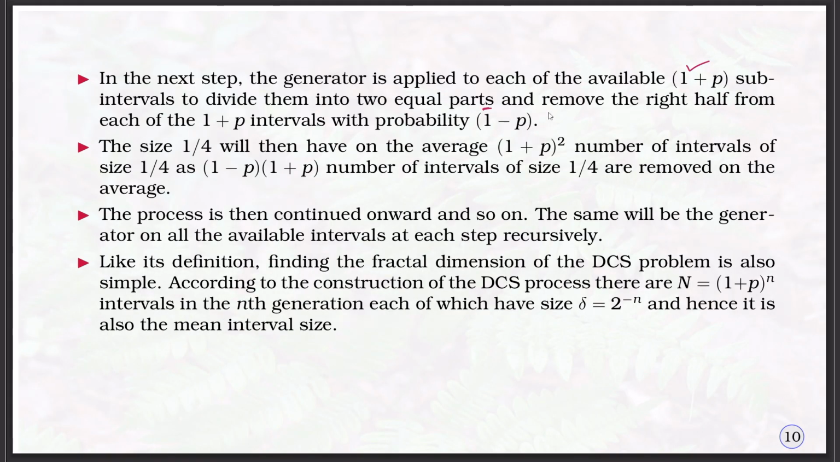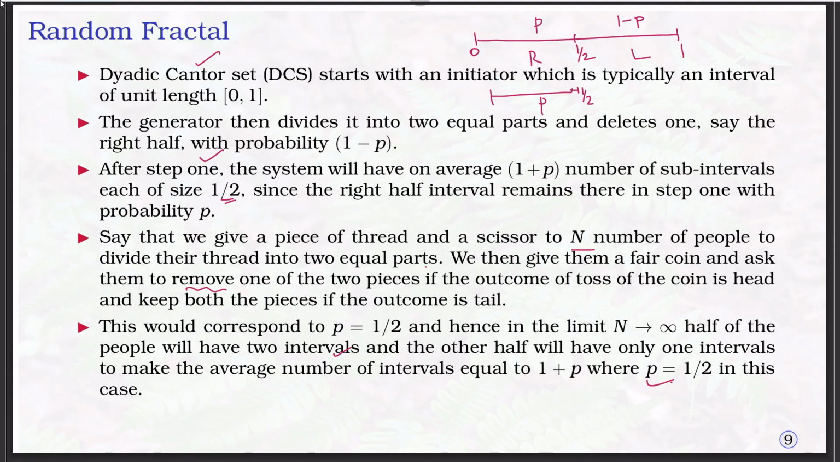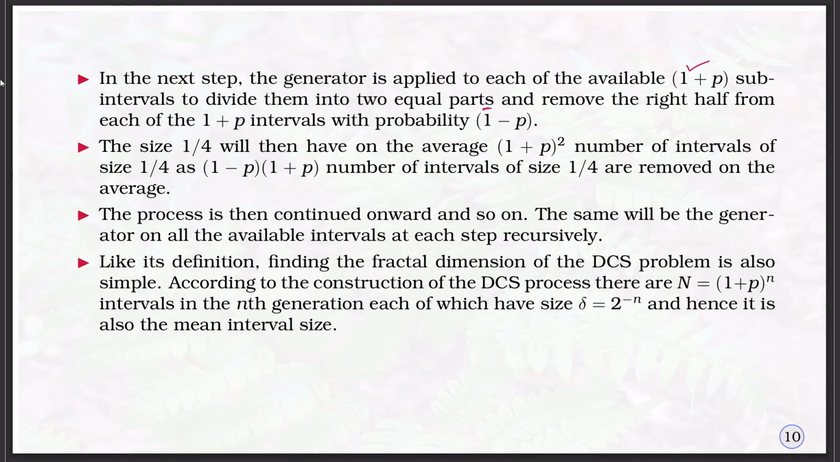Cut into 2 pieces, remove the left side with some probability and the right side with some probability. Then divide it into equal parts and remove the right half from each of the 1 plus p intervals with probability 1 minus p. This is the left half. Remove the right half from each of the 1 plus p intervals with probability 1 minus p. The number of intervals of size 1/4 will then have the average (1 plus p) squared. 1 plus p, and we get one more 1 plus p, then (1 plus p) squared. The number of intervals of size 1/4 is 4 times (1 plus p) minus the number of intervals of size 1/4 removed on average.